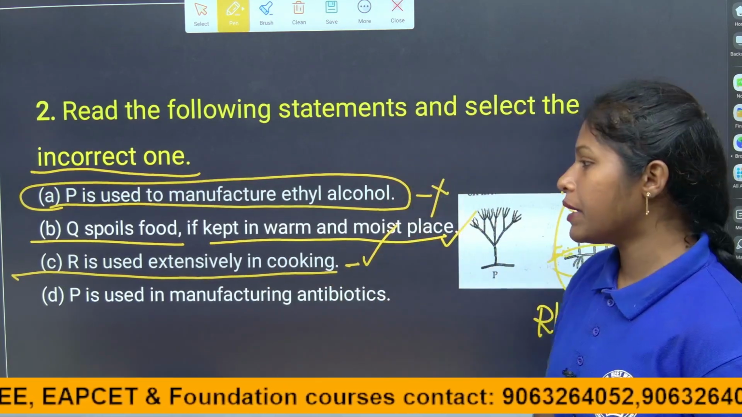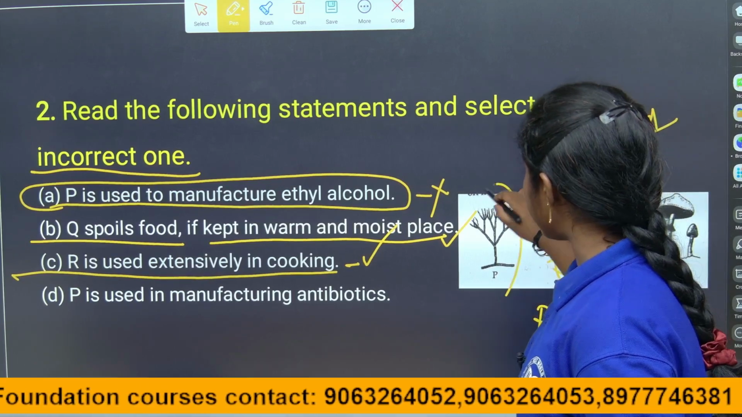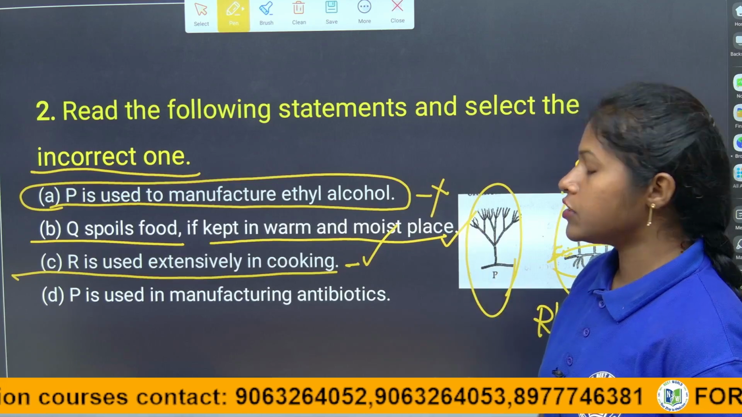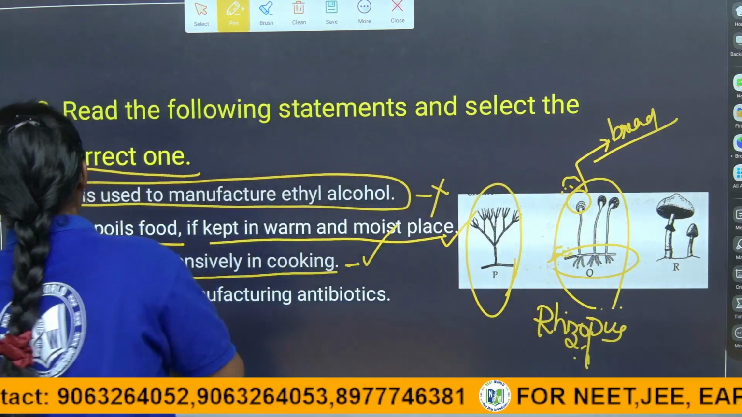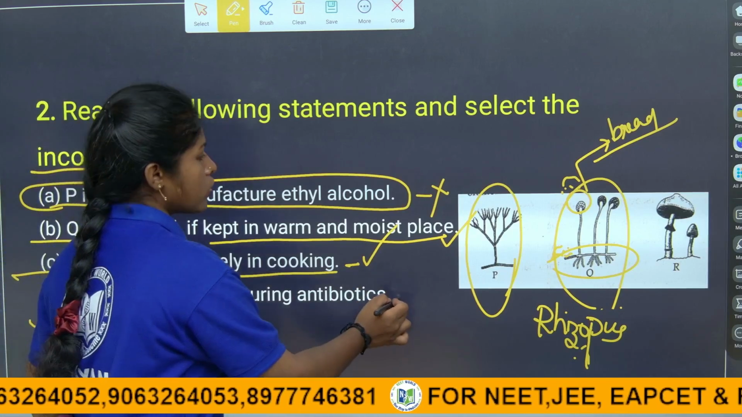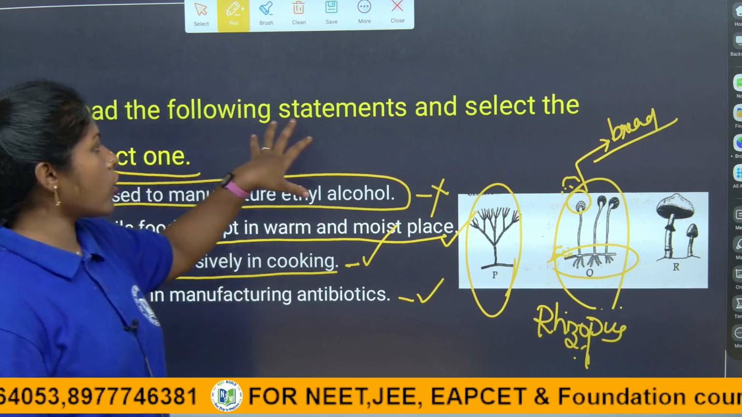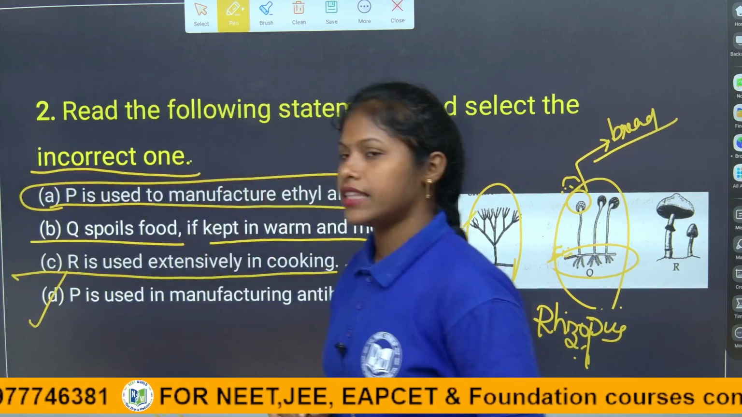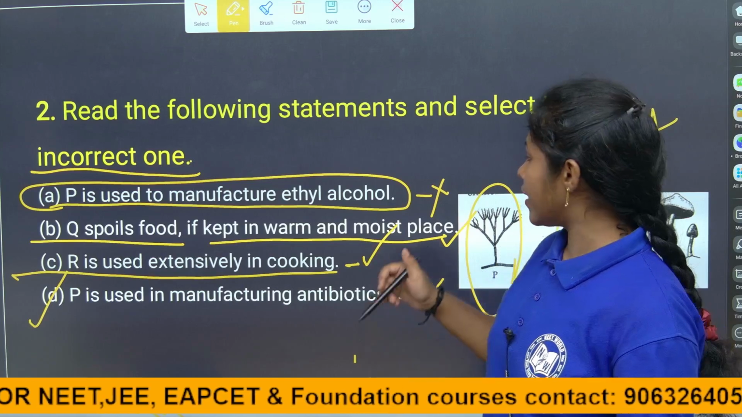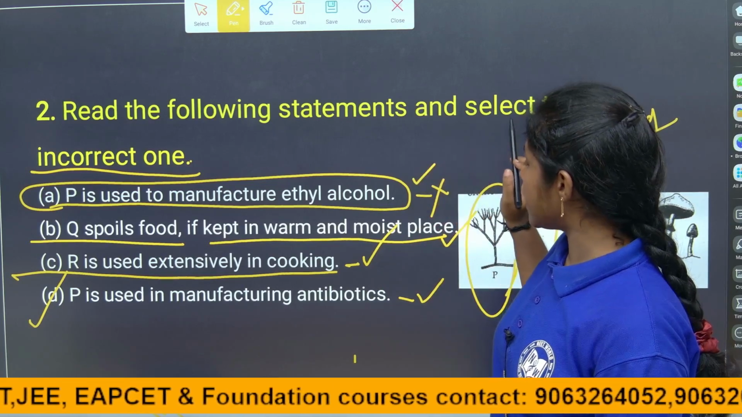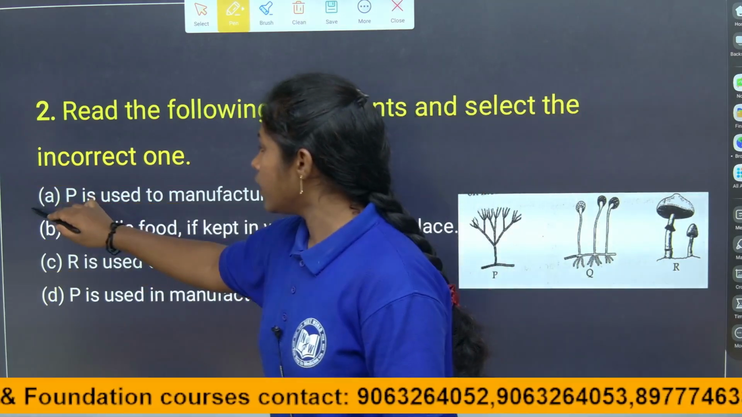Coming to the next statement, P is used in manufacturing antibiotics. Of course, P is the penicillium fungi, used to prepare the antibiotic penicillin, right? So here option D is also correct. The question they asked, children, is to read the following statements and select the incorrect one. So from the following options, which is the incorrect one? The incorrect one is option A. So here the answer is A.